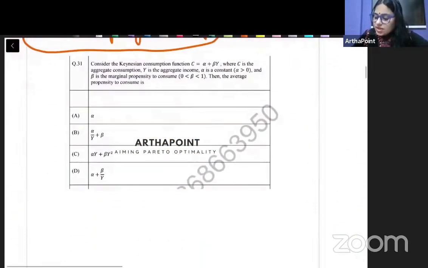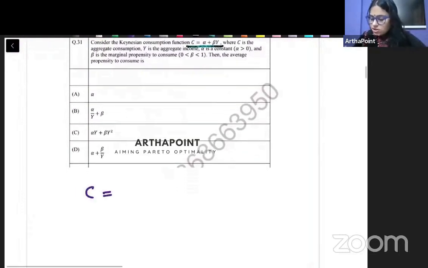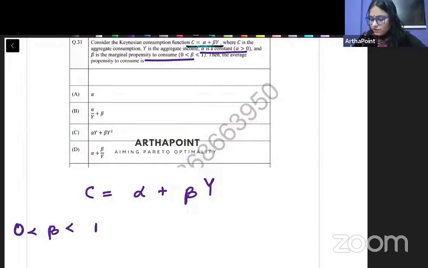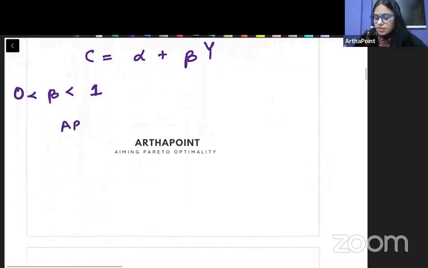This says, consider the Keynesian consumption function. What is the Keynes consumption function? C is equal to alpha plus beta y. Beta, it clearly tells you alpha is constant and beta is MPC and beta is between 0 and 1. क्या बोल रहा है क्वेश्चन? Find out average propensity to consume. बहुत simple है.